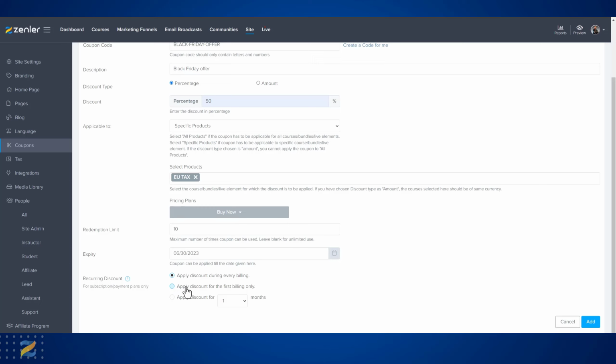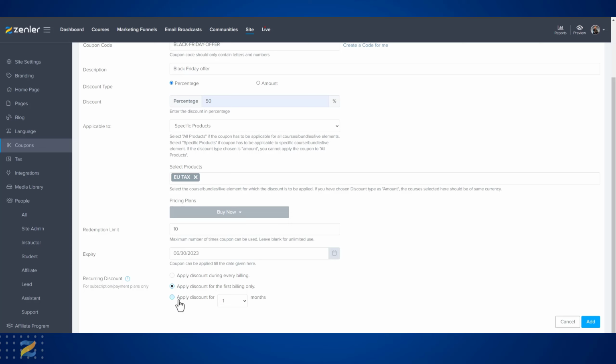You can also set it for apply discount for the first billing only. For instance, if I had 5 payments of £100, then the first payment, if this discount took off 50%, would be £50. The rest of the remaining 4 payments would be £100. So applying a discount for the first billing only.